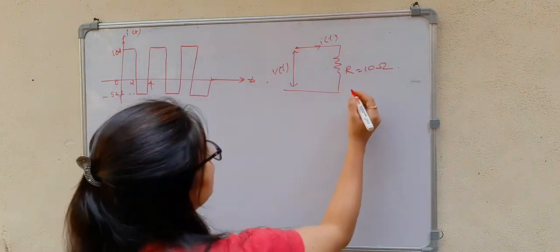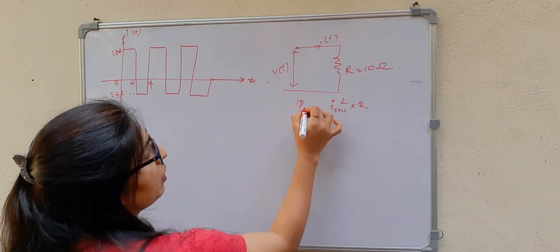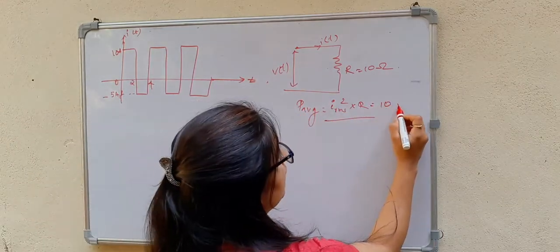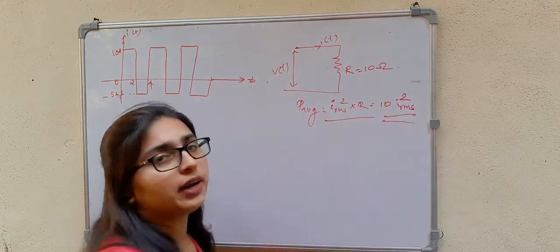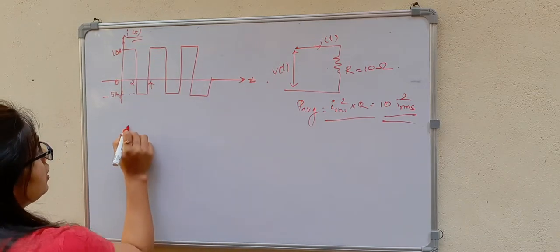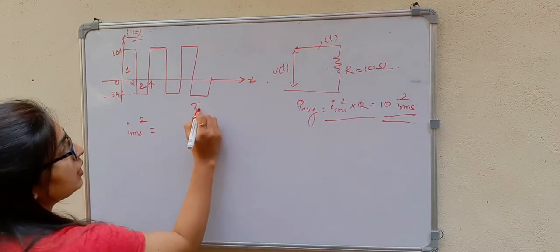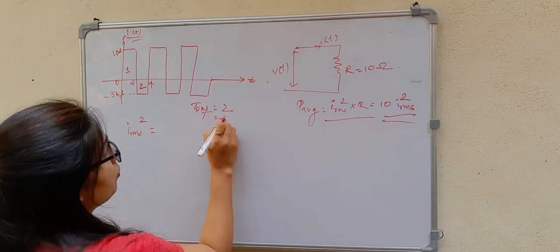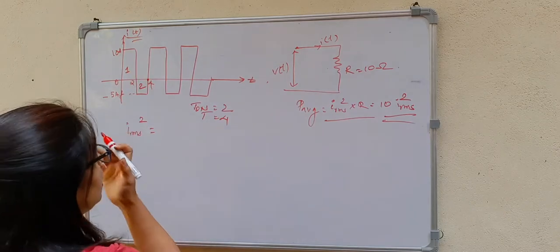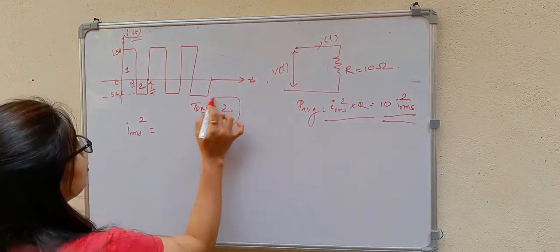So it is nothing but we can consider I square RMS into R. This will be your average power, right? You know the value of R. So it is equal to 10 IRMS square. Now we have to find IRMS square. That can be directly found out, right? You know that is I of t. So IRMS square is equal to, take the first part, take the second part. In this case, T on is 2, T is 4. Always consider one part, one cycle. Okay, so this will be T, this will be T on. Okay, that I have to write down.